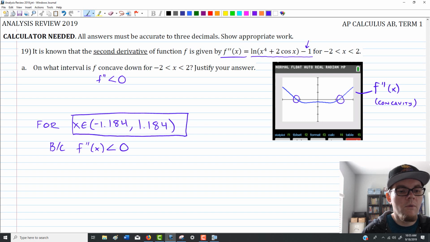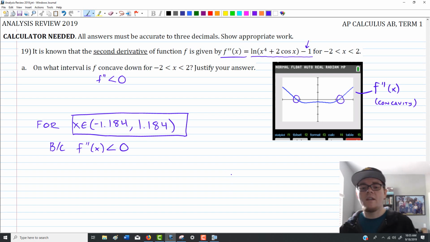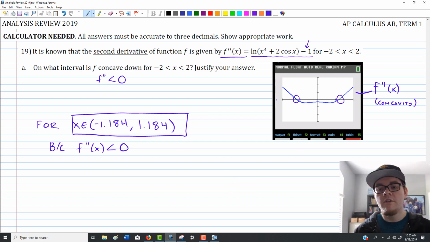And again, we were looking for where the concavity was negative, where the function was concave down. Since we were given the second derivative, we looked for where the second derivative was negative itself. So everything below here gave us f double prime negative. So 19a in the books. Although I should probably just label this thing. Well, here. We'll do it on the next page.